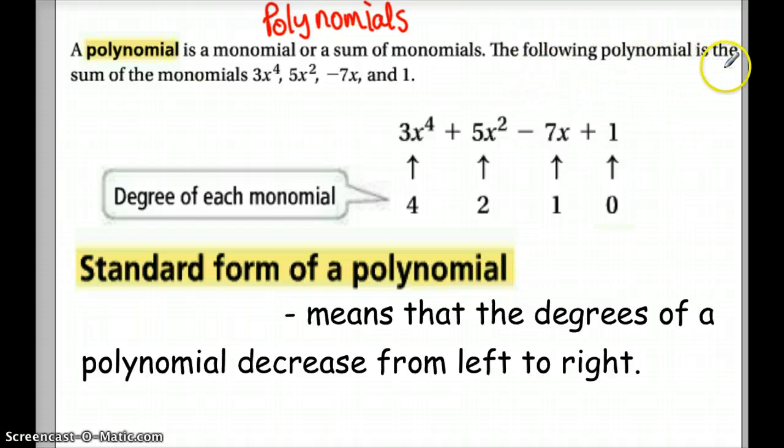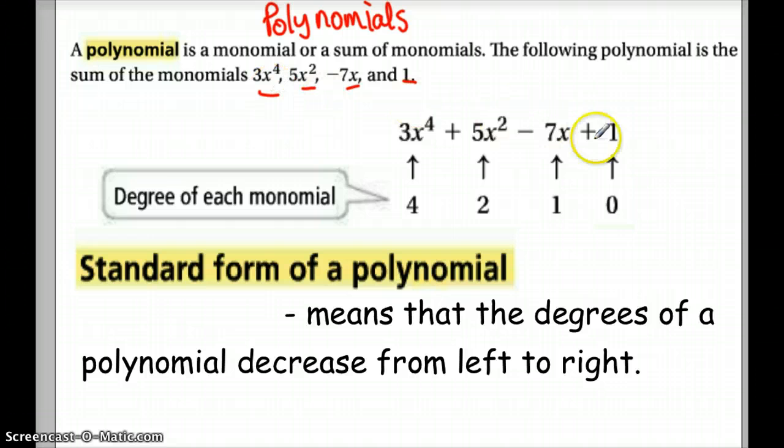The following polynomial is the sum of the monomials 3x to the fourth, 5x squared, minus 7x, and 1. Notice how these are all different variable factors, so we can't combine them. So we just have to list them as one expression that contains 1, 2, 3, 4 different monomials, each monomial having its own degree based on its variable factors. So the degree of each monomial is shown.